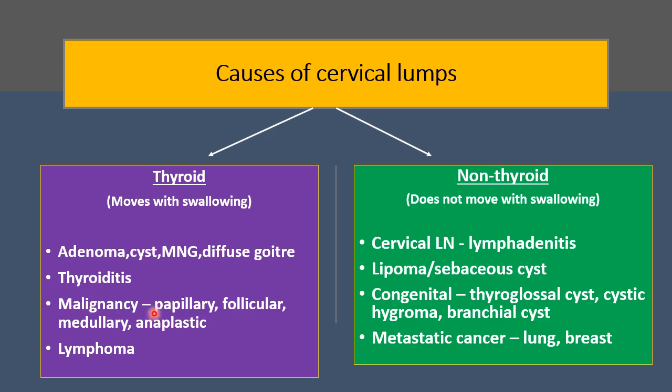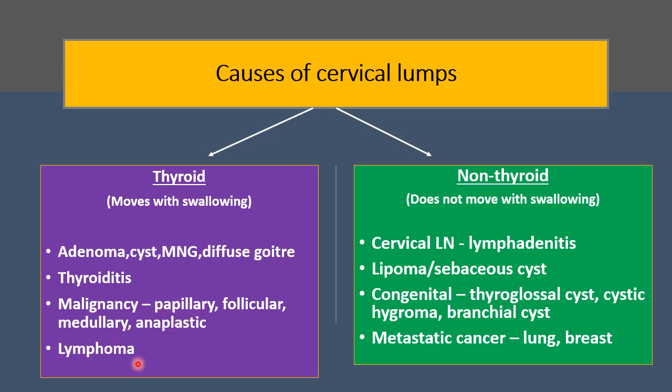Malignancy, the four types: papillary, follicular, medullary, and anaplastic. Usually they are solitary nodules, but can be multinodular, and the features are that they are hard in consistency, non-tender, and immobile. Okay, and the borders are not clearly demarcated. The surface may be irregular. So when these features are there, you have to think of malignancy. And the most common is your papillary carcinoma.